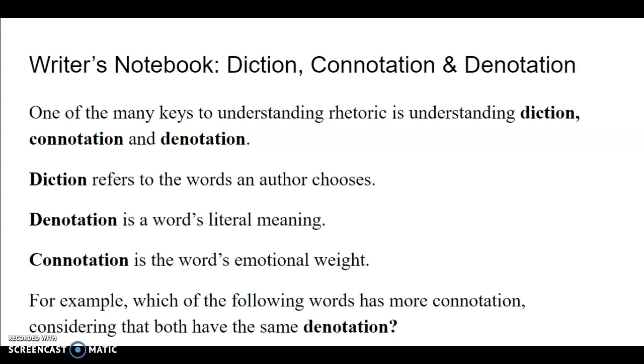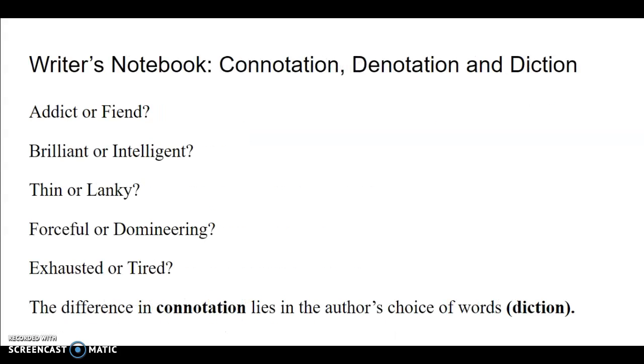I have a list of words that have the same denotation. They essentially mean the same thing, but one word has more connotative weight, more connotation, more emotional weight than another one does. So let's take a look at those real quick. So, what has more connotation? Addict or fiend? Well, let me back up for a second. Both of those mean the same thing. But addict is a neutral term. Someone who is addicted to something is an addict. And if you call them a fiend, that's going to have more emotional weight to it. It's obviously a much more negative connotation, but that's going to have more connotative weight to it. So the connotation of fiend is a negative one, even though it means the same thing as addict.